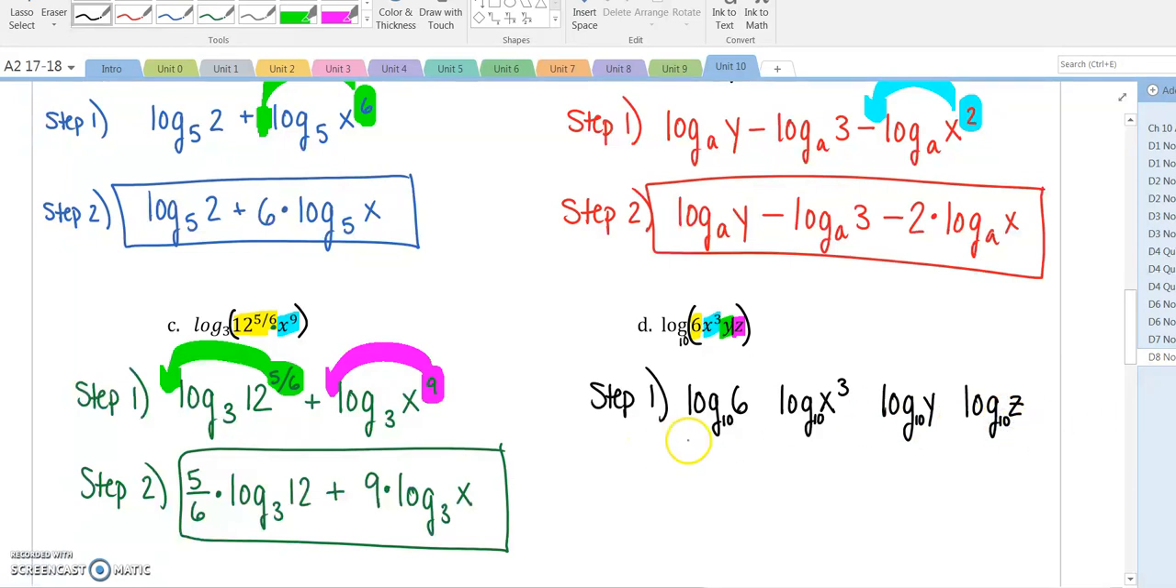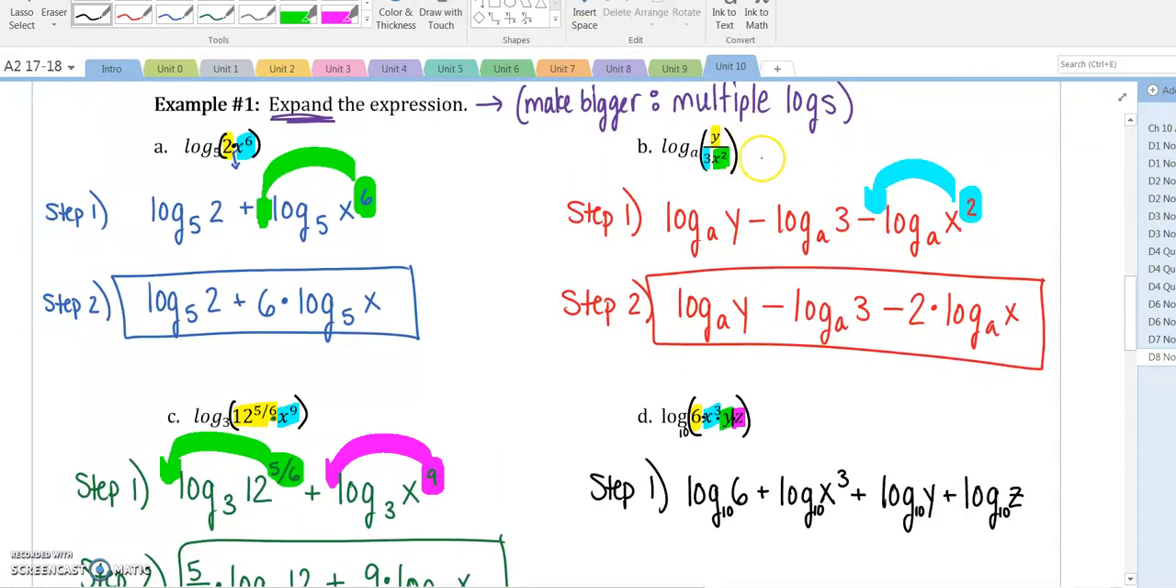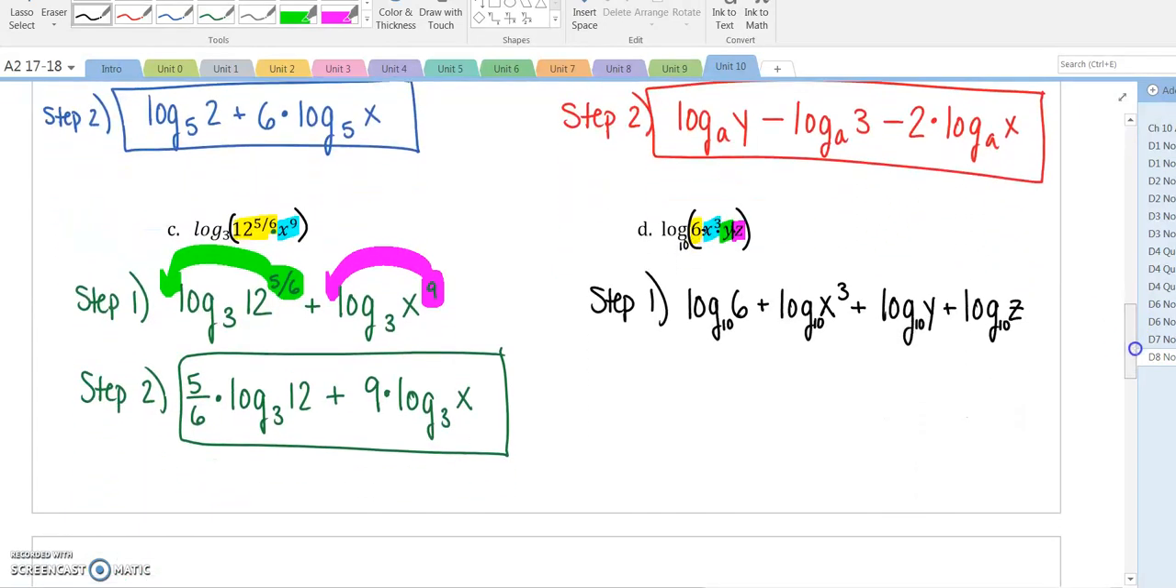Okay, and then in terms of whether it's addition or subtraction, these are all being multiplied because they're all next to each other, right? That's multiplying. So it's all going to be addition. Okay, the only time you'll have subtraction, just in case you didn't notice, is when you see something like this where there's a denominator. Denominators mean subtraction. All right, we didn't have any in those other 3, but you can see that one as the example.